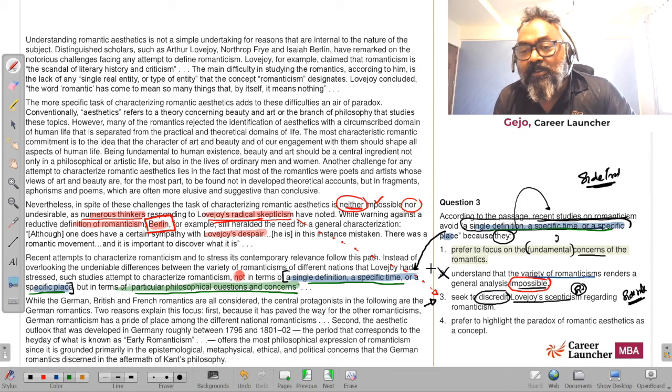But sometimes it happens that people mark answer choice number 3, 'Prefer to highlight the paradox', highlight the paradox as a concept. Look, where does this come from? Another sidetrack. Where is the paradox?